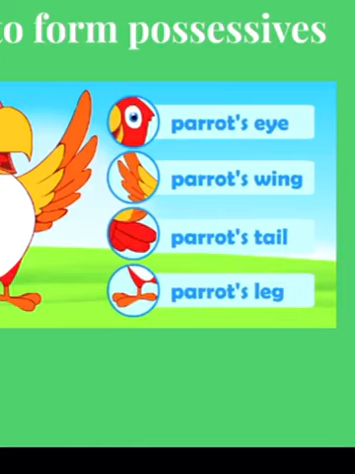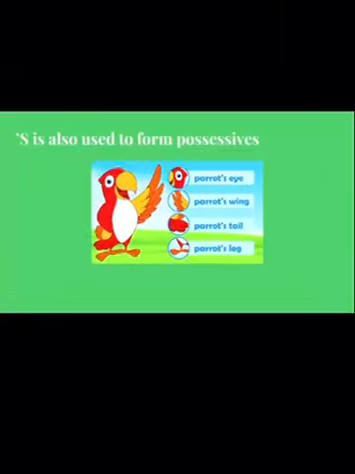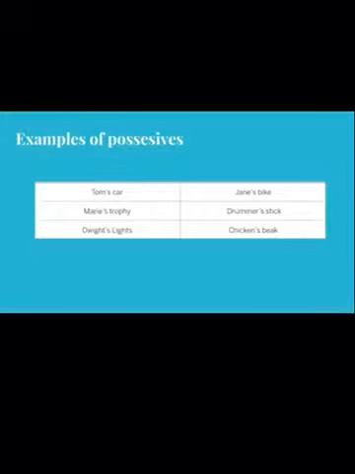Next, we have parrot's wing. We have an apostrophe S at the end of parrot because the parrot owns that wing. Okay? Next, we have parrot's tail. The parrot owns that tail. It's his tail. So we say parrot's tail. And last but not least, parrot's leg. Let's go on to the next slide and do some more examples.